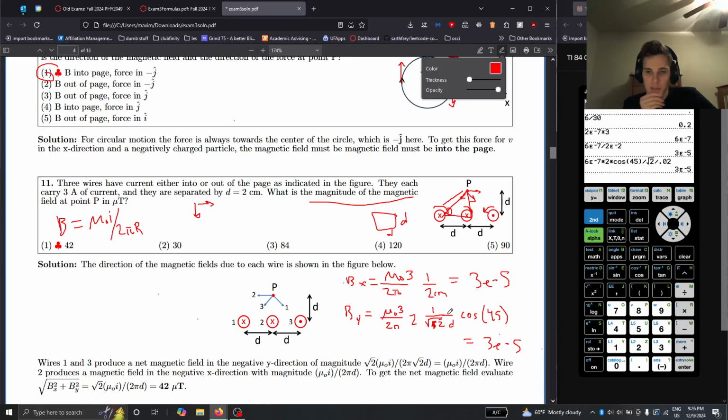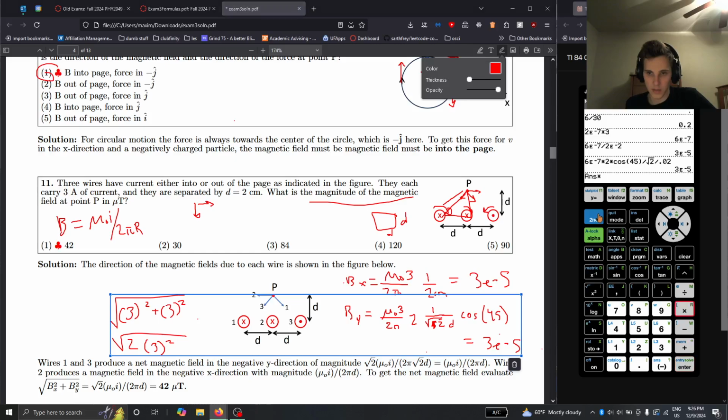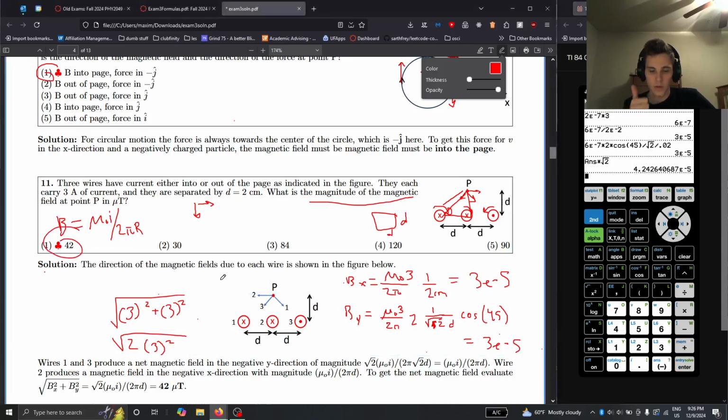And so if we want to find the main thing, what we're going to have to do is take that 3, square it, take that 3, square it, and so we end up getting 2 of that 3 squared, or this value times square root 2, or this 42. Cool.